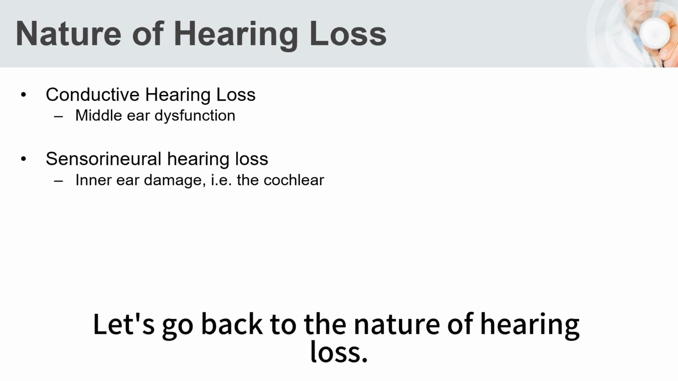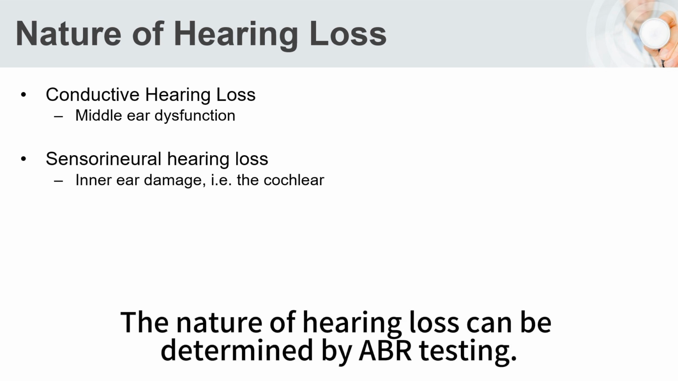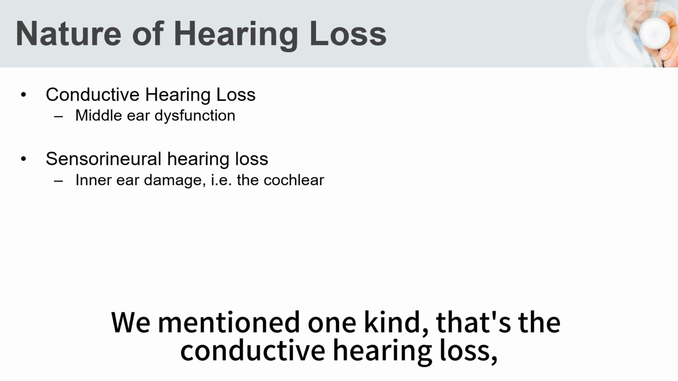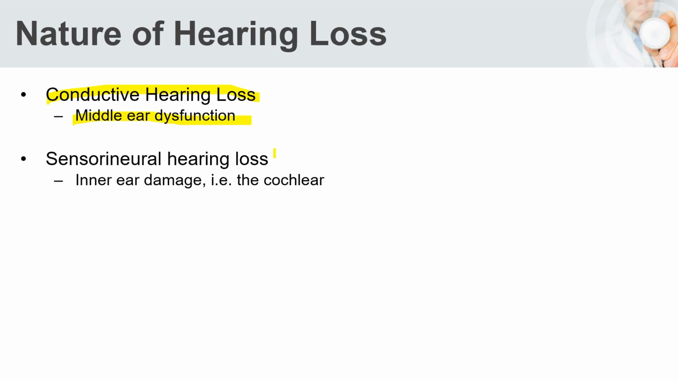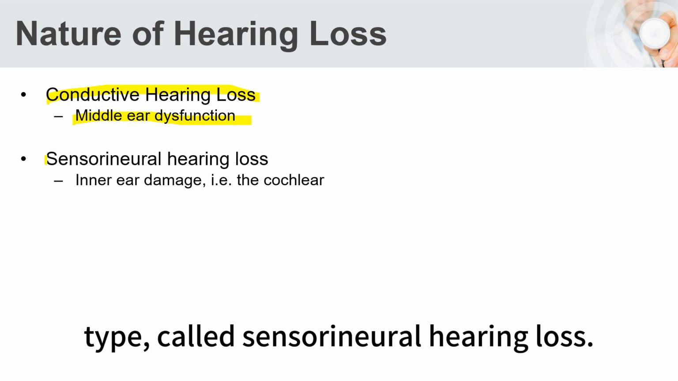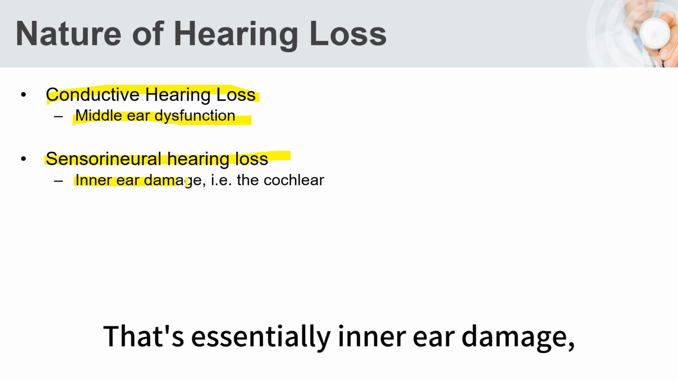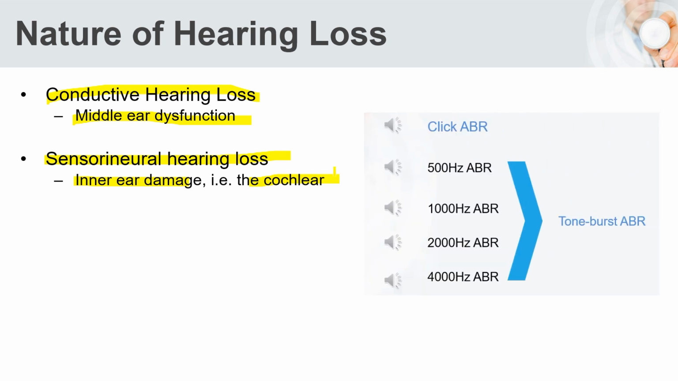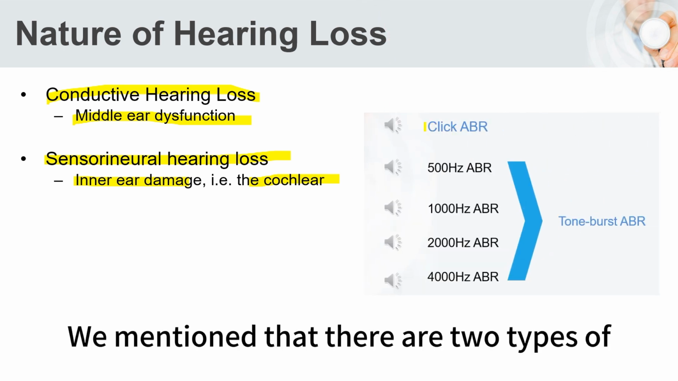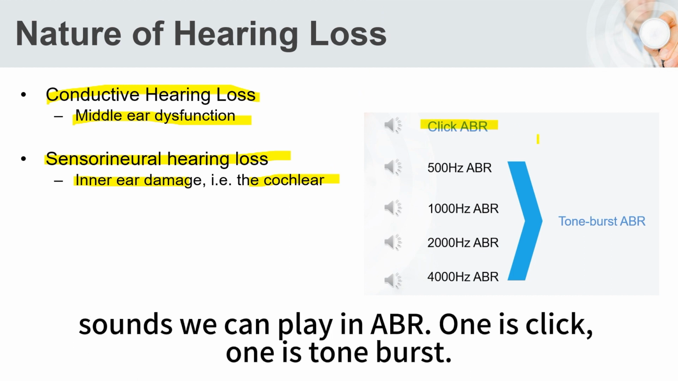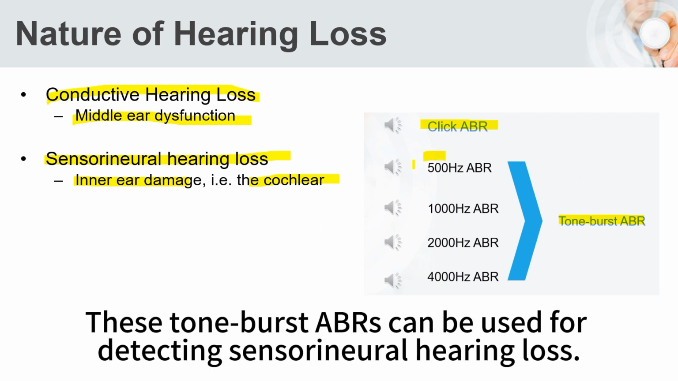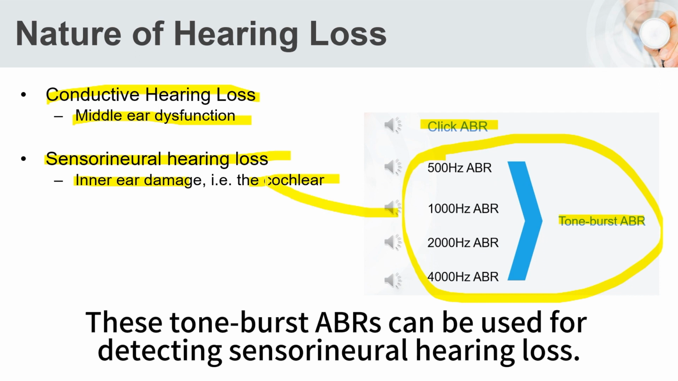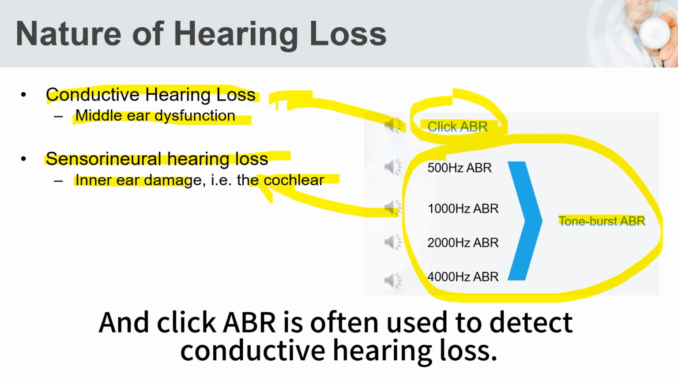So let's go back to the nature of hearing loss. The nature of hearing loss can be determined by ABR testing. We mentioned one kind, that's conductive hearing loss, essentially a middle ear dysfunction. And there is another type called sensorineural hearing loss, that's essentially inner ear damage or damage of the cochlear. We mentioned that there are two types of sound we can play in ABR. One is click, one is tone burst. So tone burst ABR can be used to detect sensorineural hearing loss, and click ABR is often used to detect conductive hearing loss.